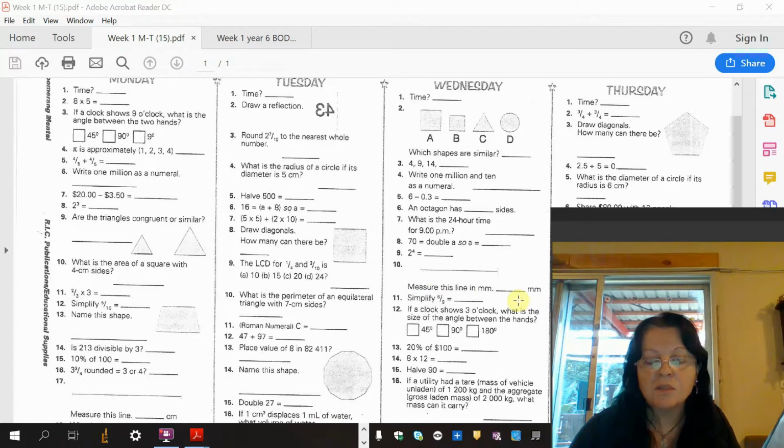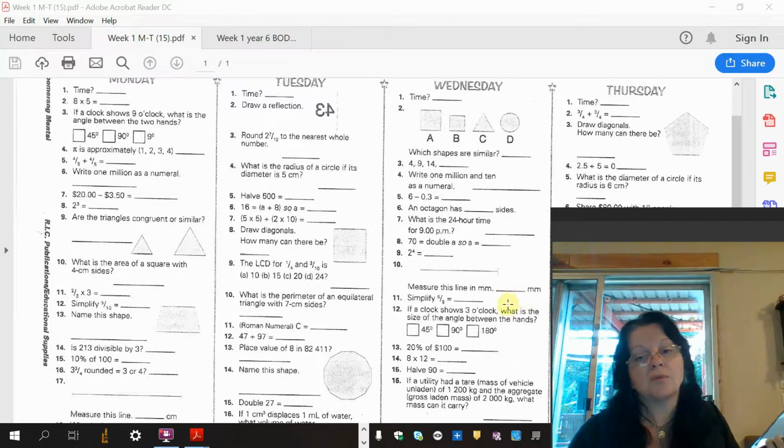Measure this line in millimeters. So that looks about 1 centimeter to me, and there's 10 millimeters in every centimeter. So 10 millimeters. If you want to measure that exactly, if you've got it at home or off the screen, put in any decimals you can, or just as a centimeter and then add it on. So if you measured that, let's say, and it was 1.2 centimeters, then it would become 12 millimeters.